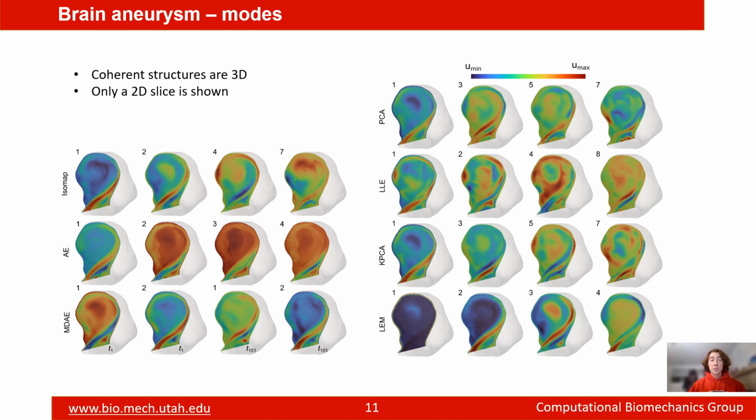Since the brain aneurysm is a 3D case, the modes are also 3D. Here we only see a 2D slice. What we can observe in most of the modes is the main incoming jet to the aneurysm that creates this counterclockwise vortex. Then sometimes the core of the vortex is also highlighted in these modes. If we look at the aneurysm modes, we can see that they are not that different from each other, even though the autoencoder achieved the best reconstruction error. This suggests that the reconstruction method itself is more powerful due to the neural network architecture.